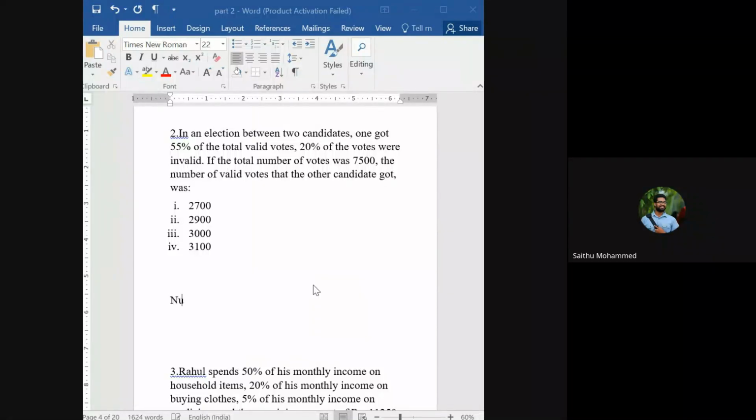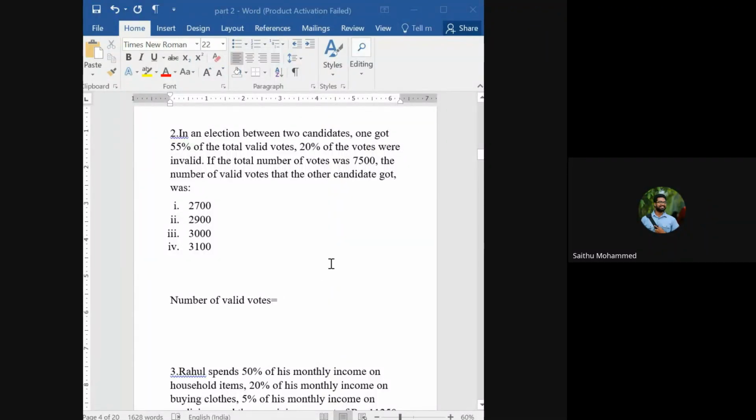First we will see what has been given in the question. Number of valid votes equals how much is the total valid votes is what we have to find. If we say 100% polling has been done, that is 7,500. Out of the 7,500, 20% of votes are invalid. They would have pressed two buttons or something, whatever. So those are invalid. Remaining, how much will it be? There will be only 80%.